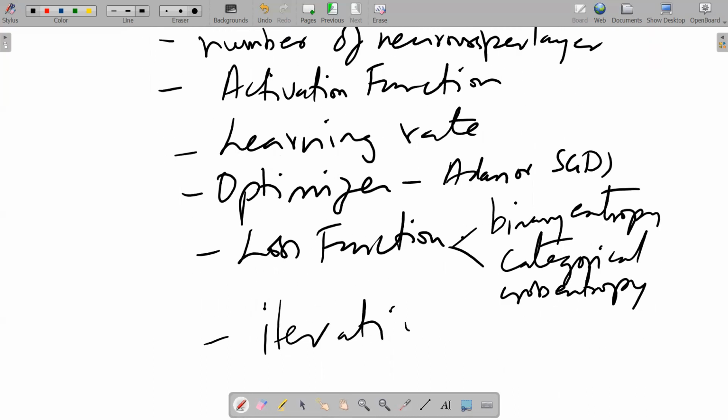Iterations have to be defined. Iterations are also called epochs. Epoch means one process of building the neural network and backward propagation. Feed forward plus backward propagation is one epoch or one iteration. In common terms we use the word iteration, but in deep learning we use the word epoch. Epoch means feed forward building and backward propagating. That whole cycle we call one iteration, which is called an epoch.